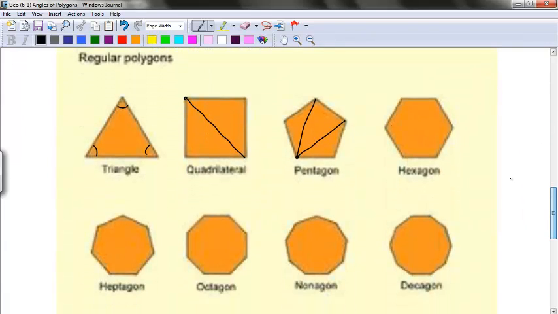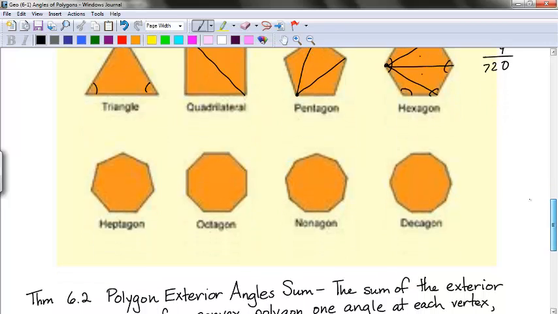For the hexagon, pick one vertex, doesn't matter which one, and figure out how many triangles you can get out of it. There's 1, 2, 3, 4. So take 180 times 4, and you should end up with 720. What we're actually figuring is the sum of those interior angles is 720, but the shortcut is to figure out how many triangles are in there.